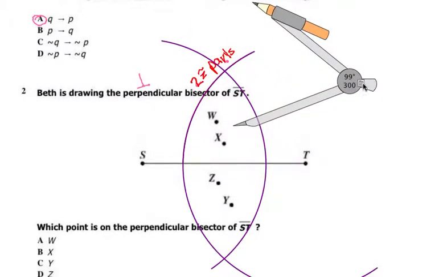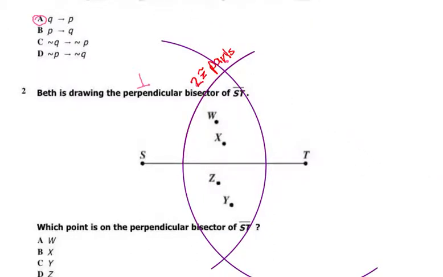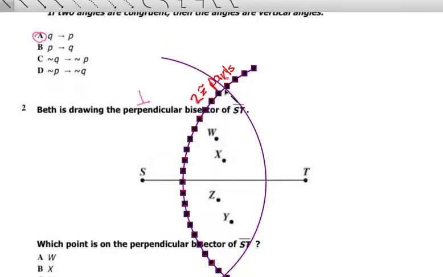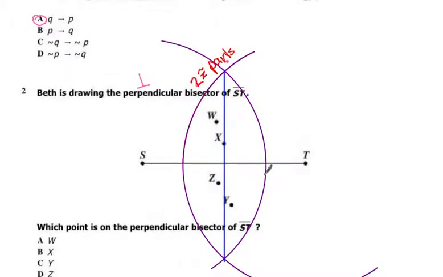Okay, so once we do that, I can get rid of my compass, and now I'm going to construct a straight line through those two points of intersection. There it is. And now what point is on my perpendicular bisector? Correct, point Z.